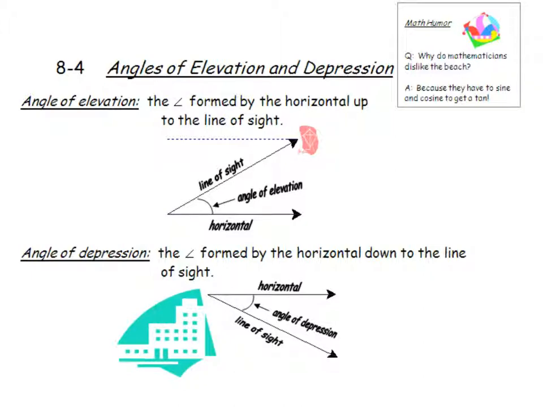If you're working in the downwards direction, it's the angle of depression. So that's the angle that's formed by the horizontal down to the line of sight. So think about it. If I was standing on top of a building and I was looking down at the street below, if I was just standing on the top of the building looking straight across, that's the horizontal. Down to the actual ground level, that's the line of sight. So from the horizontal down to the line of sight, that is my angle of depression. So angle of elevation is working up, and angle of depression is working down.